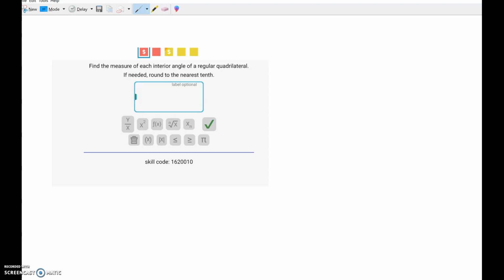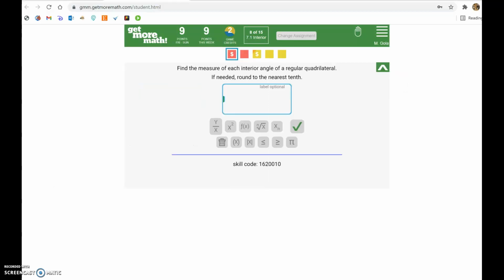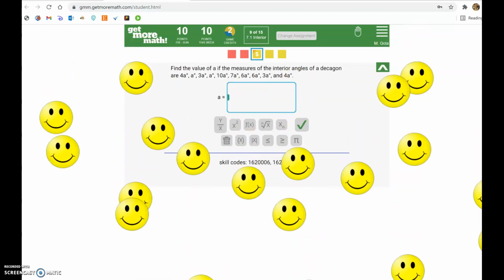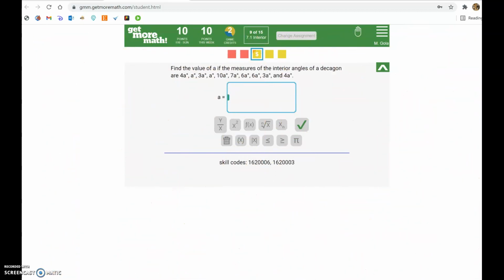Find the measure of each interior angle of a regular quadrilateral. So n minus 2 times 180. So 4 minus 2 times 180 is 360. Quadrilaterals have 4 sides, so 360 divided by 4. That means each one is going to be 90. There you go. All right.